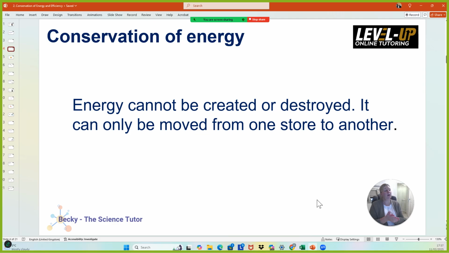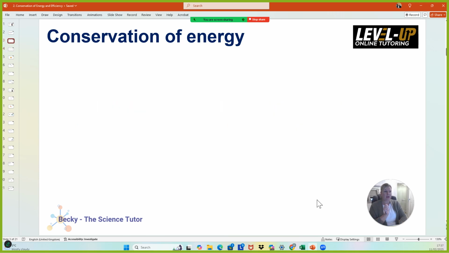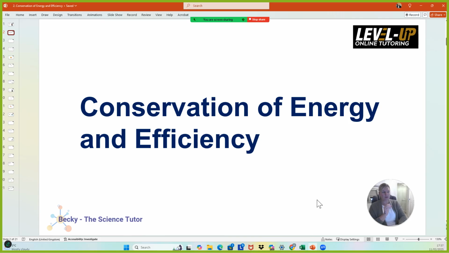Yeah, super. So energy cannot be created or destroyed. It can only be moved from one store to another. So we can only change it from one type of energy to another. If you want a title as such, conservation of energy and efficiency. So yeah, we can only change it from one type to another.